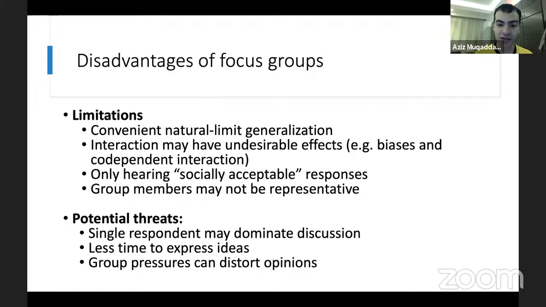And interaction between participants can have some undesirable effects, right? Can you think of any example? If we're having a focus group, what negative effect can the interaction between participants produce?